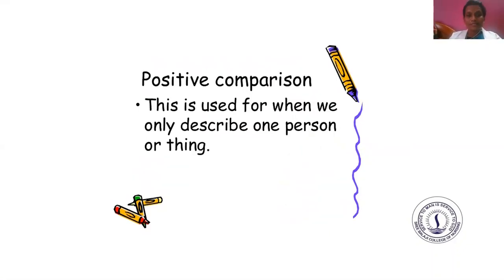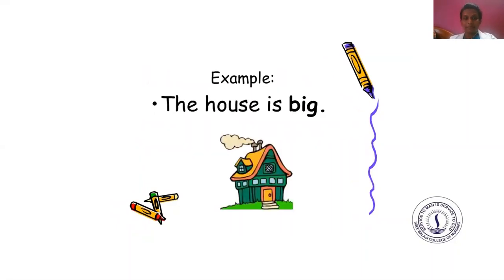Positive comparison is used when we only describe one person or one thing. Example: the house is big. Here we describe only one house and you are saying it is big. So this is positive degree comparison.